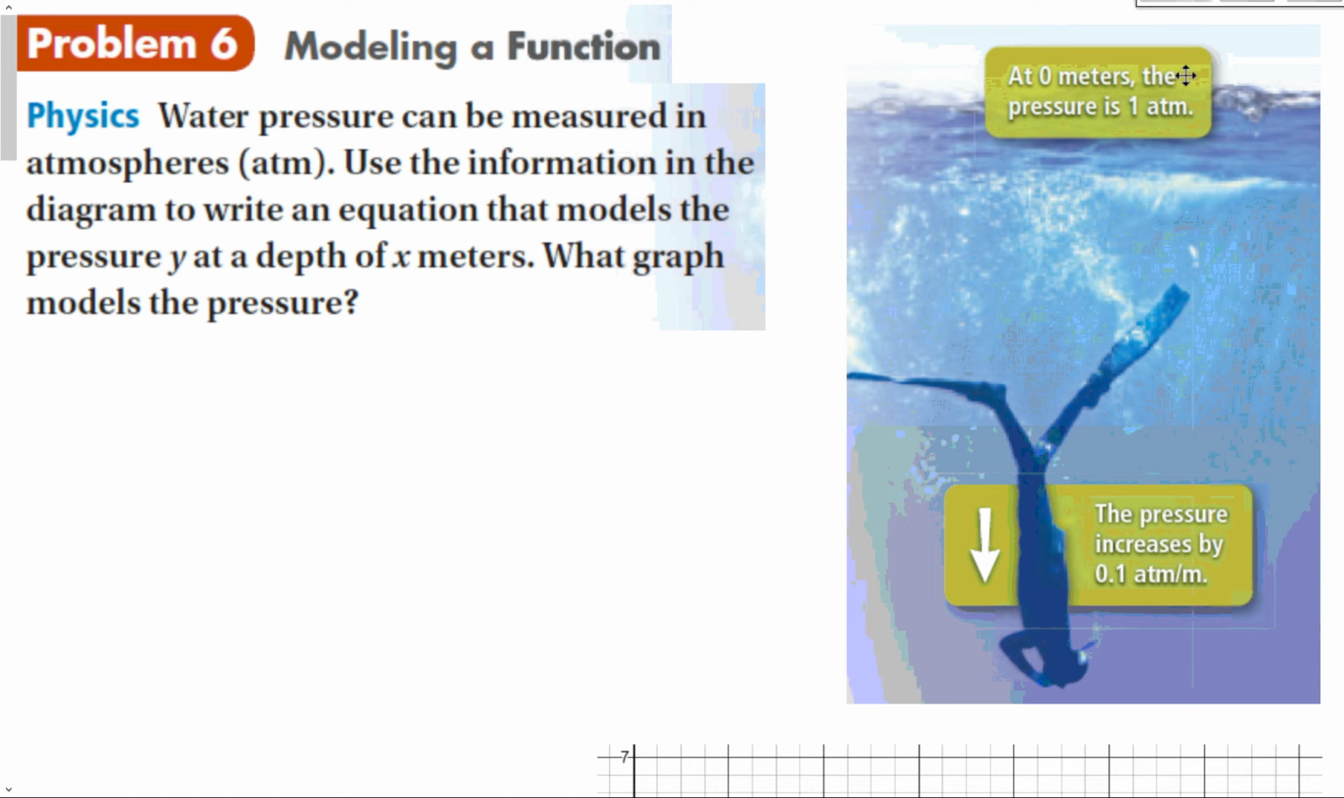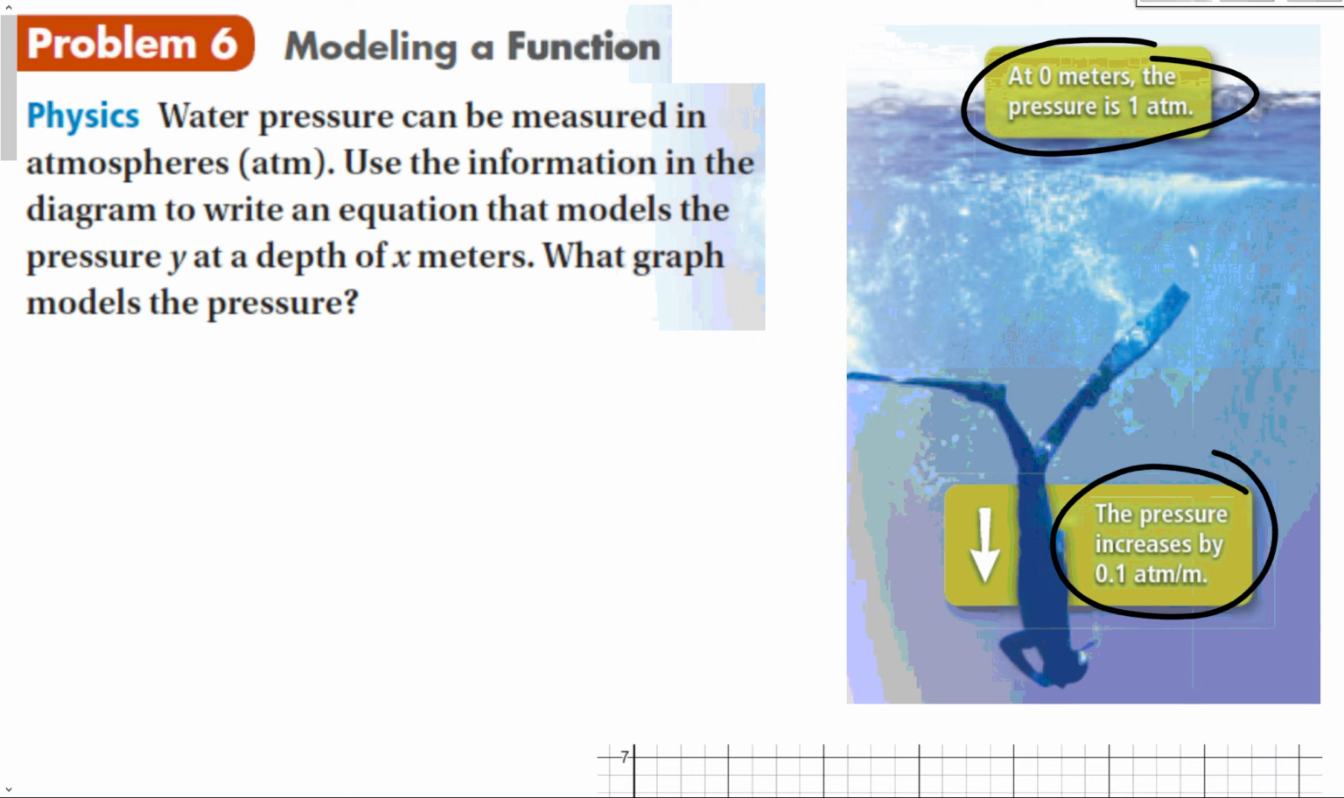Okay, so here are our data points. At 0 meters, the pressure is 1 atmosphere. The pressure increases by 0.1 atmospheres per meter. So first we have to identify the slope and the y-intercept. The slope is my rate of change. What is changing? Well, we get 0.1 ATM per meter. That's the slope.